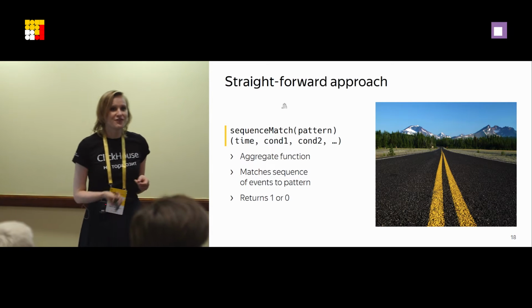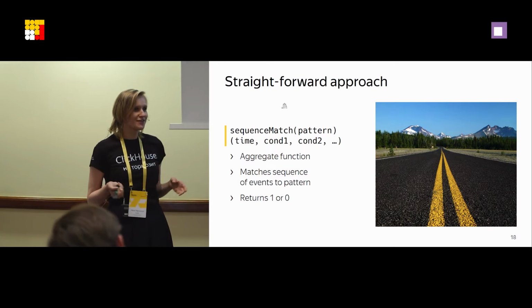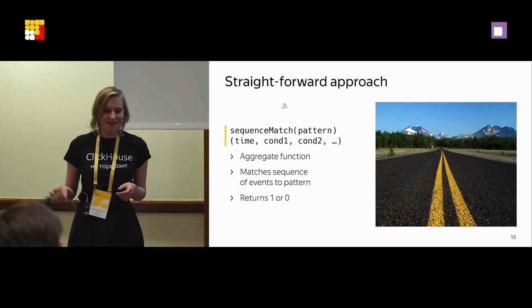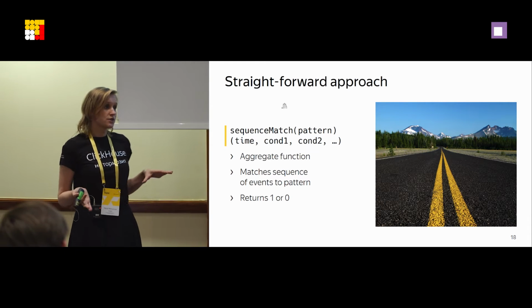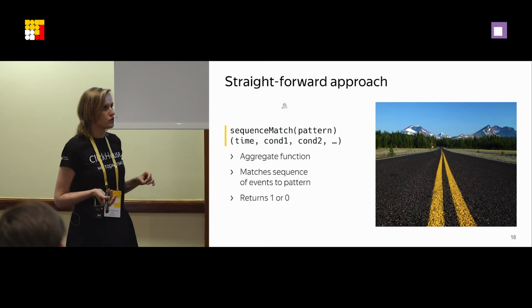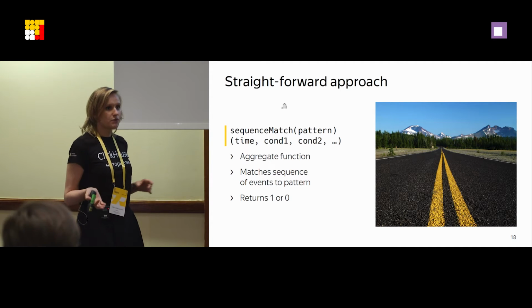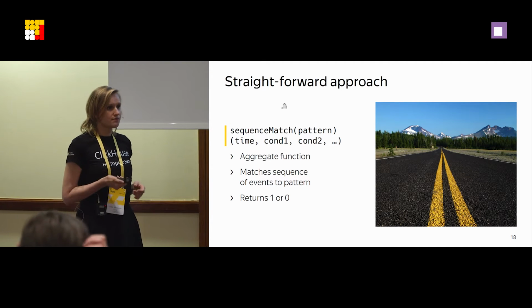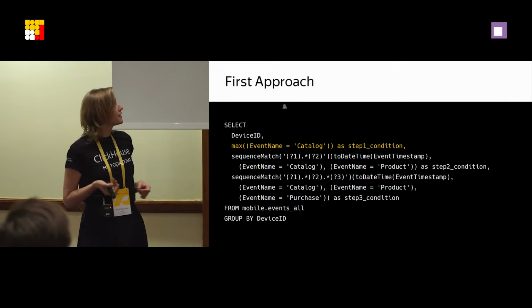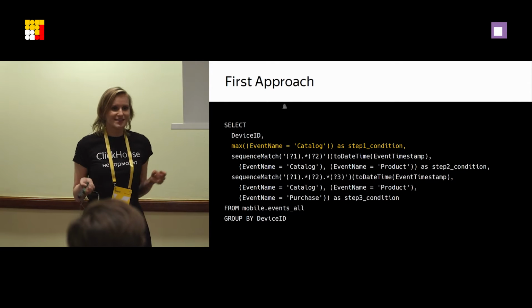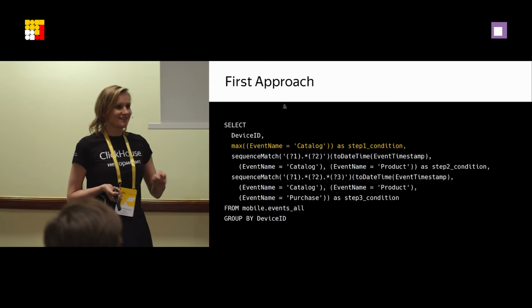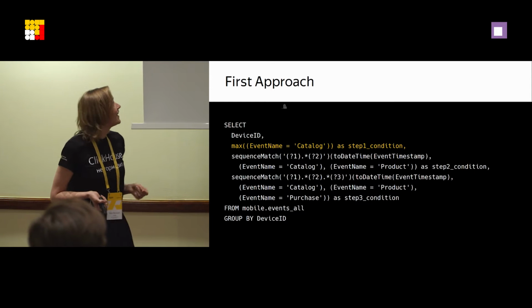There is the sequenceMatch function in ClickHouse, and it was developed specifically to calculate funnels. And it's an aggregate function. It gathers all event sequences into an array and matches them to a pattern. And in case it matches, it returns 1, and otherwise 0. So let's look at the implementation. You know, it's a simple query compared to the one Konstantin showed us.